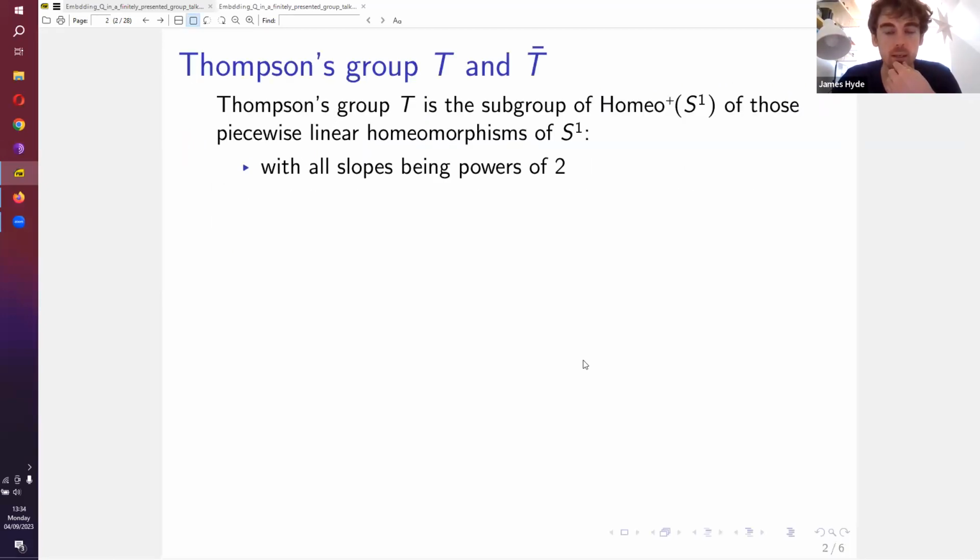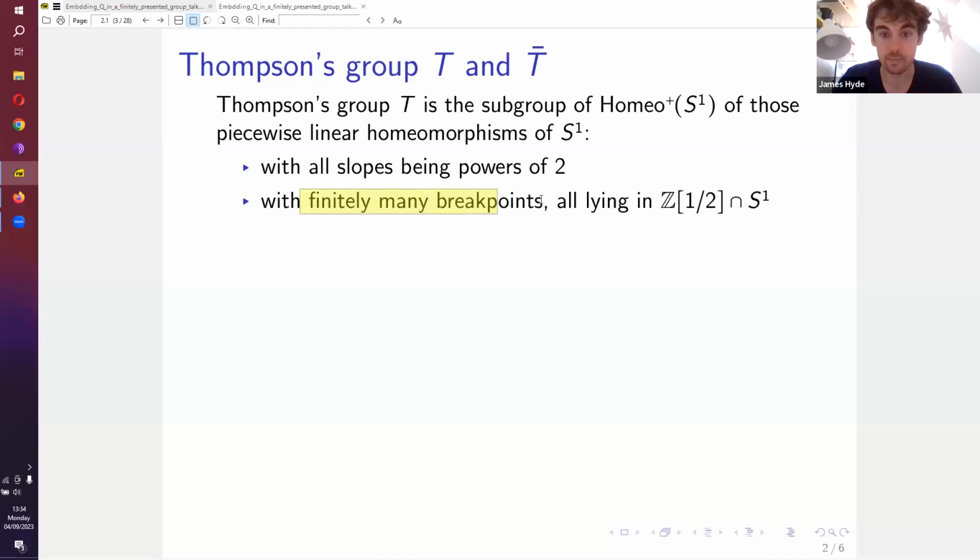T is a group of homeomorphisms of the circle. When I write S1, I mean the unit interval with 0 and 1 identified. So it's that circle. My circle has circumference 1, it doesn't have circumference 2 pi. It consists of all those homeomorphisms of the circle that are piecewise linear and all the slopes are powers of 2. There should only be finitely many breakpoints, and all the breakpoints should lie in Z adjoin a half, intersected with the circle. That means all the breakpoints have to be rational with denominator a power of 2.